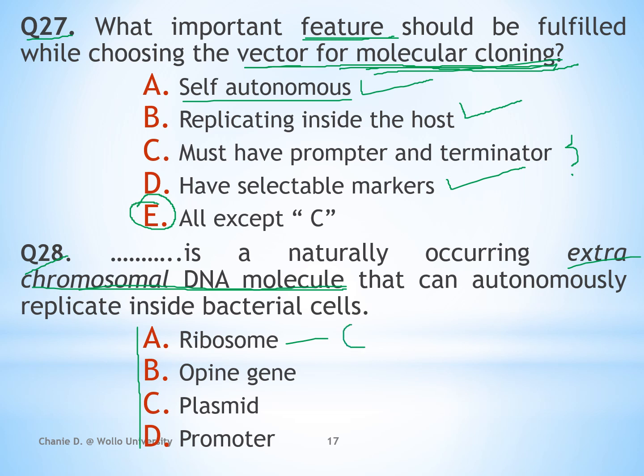Ribosome is the cell organelle. It is not a DNA molecule. It is simply a cell organelle, which is used for amino acid synthesis. Operon genes are a DNA molecule used to metabolize different biomolecules. Plasmid is extra chromosome within bacteria and used as a vector. Promoter is a nucleotide sequence used to initiate transcription. So from those alternatives, choice C, plasmid, is the correct answer for question number 28 to satisfy this blank space according to the definition.